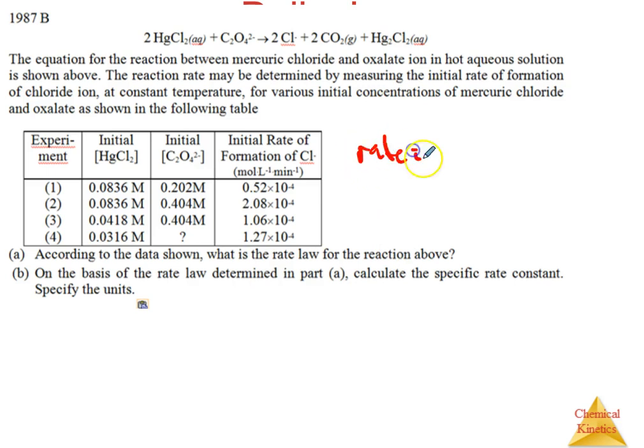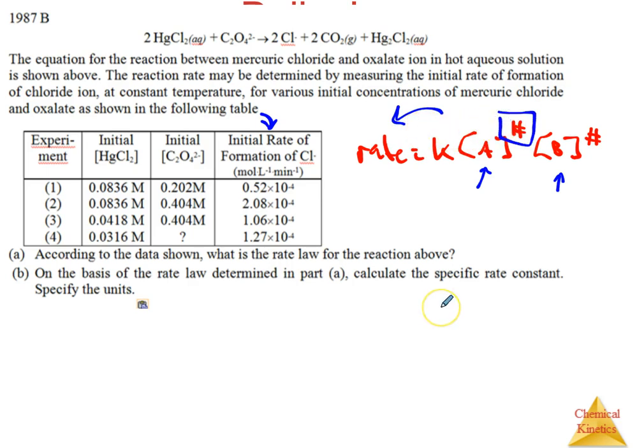Rate was equal to K times the concentration of A raised to some number and B raised to some other number. When we use initial rate data tables, what we're doing is changing the concentrations and watching the rate. By doing that, we can solve for this unknown exponent. We're changing the concentration of one, seeing how it affects the rate.